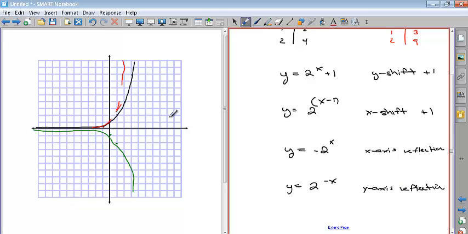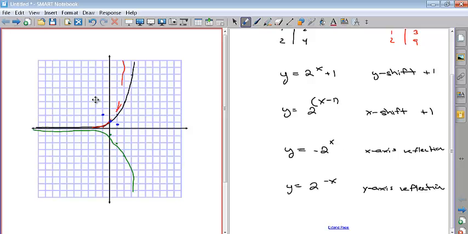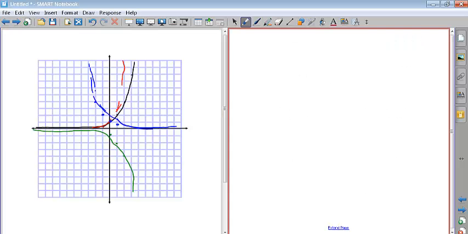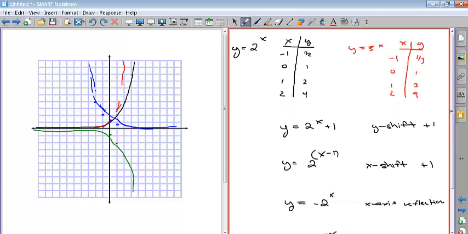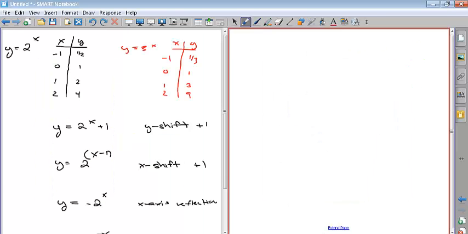So what would happen is this would stay the same because it's on the y-axis, but this would move over there, this would move over here, this would move up to there, and then it would come down, kind of like this, and then it would approach the x-axis from above. And of course, then you can have combinations.